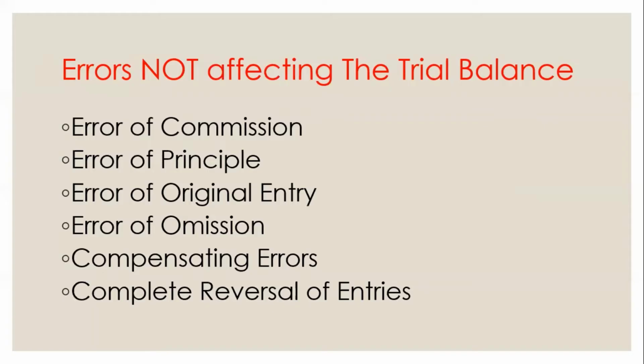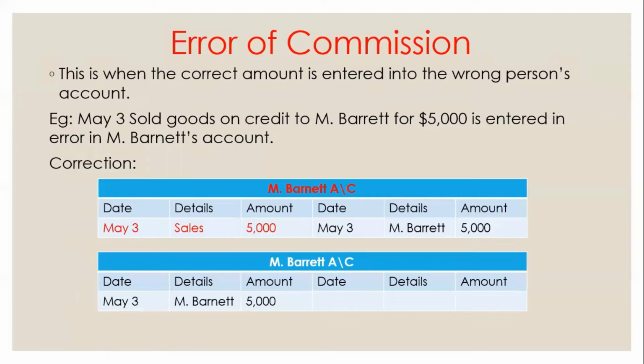All right. So we have the error of commission, we have error of principle, error of original entry, error of omission, compensating errors, complete reversal of entries. So these are the 6 errors that do not affect the trial balance. So let's look at the first one, error of commission.